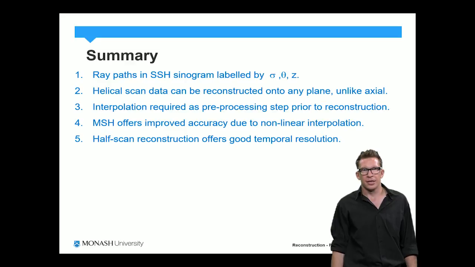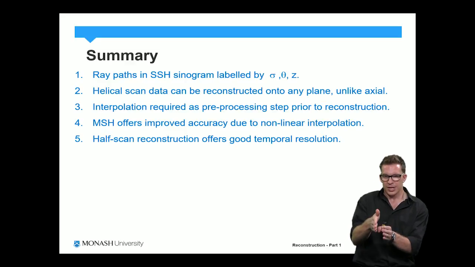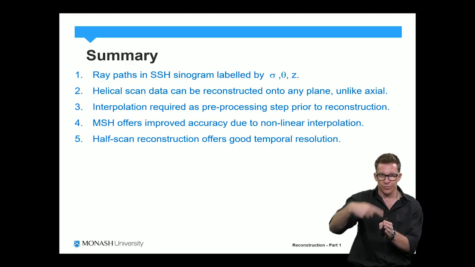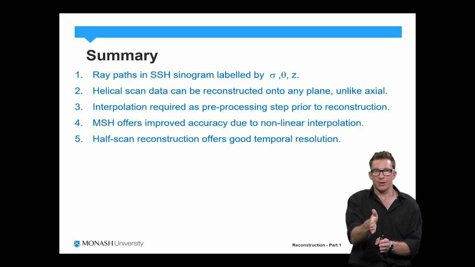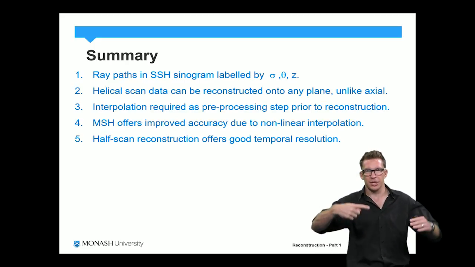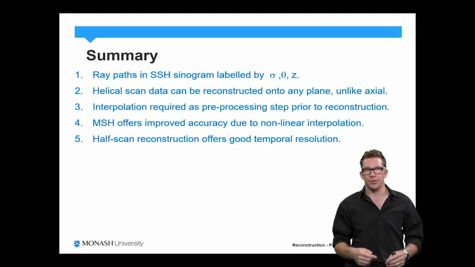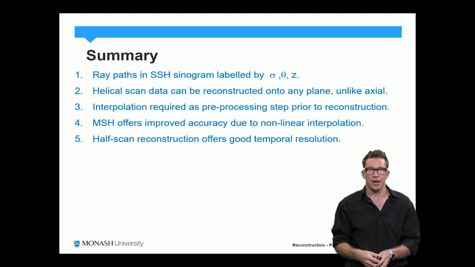Helical data can be reconstructed onto any plane, unlike axial data, which is why we have a big advantage there. So remember, we said for axial data, we're at one Z location, we collect all 360 degrees, which means we can only actually reconstruct the data at that location because we don't have any other data either side. For helical scanning, because the gantry is continuously moving while the patient bed is continuously moving, we can actually choose our reconstruction planes to be anywhere for the volume.